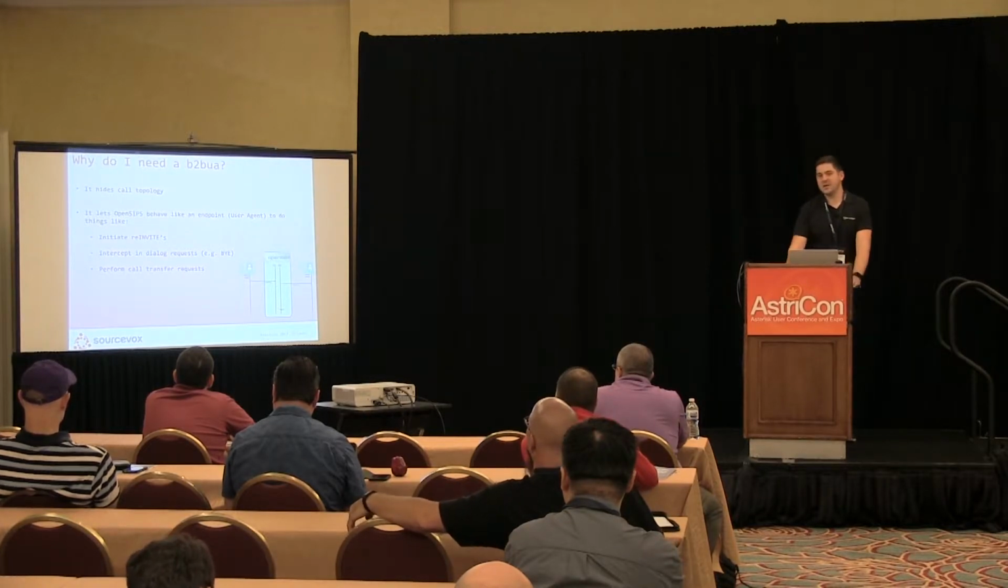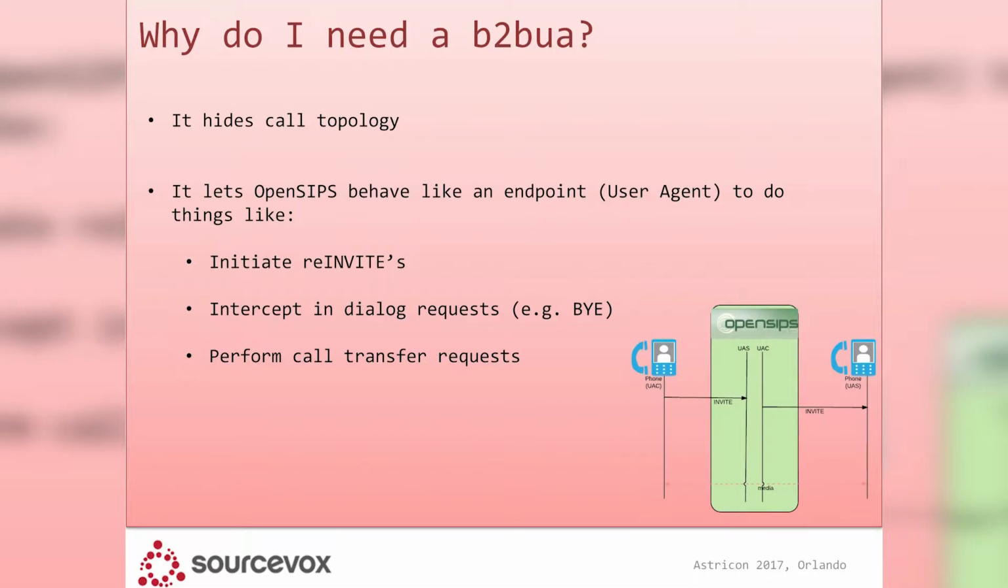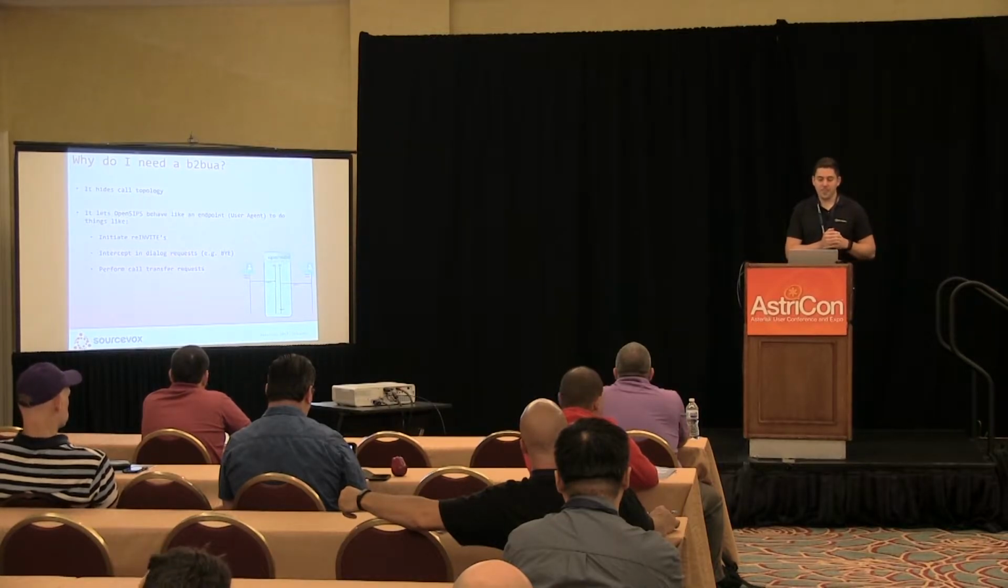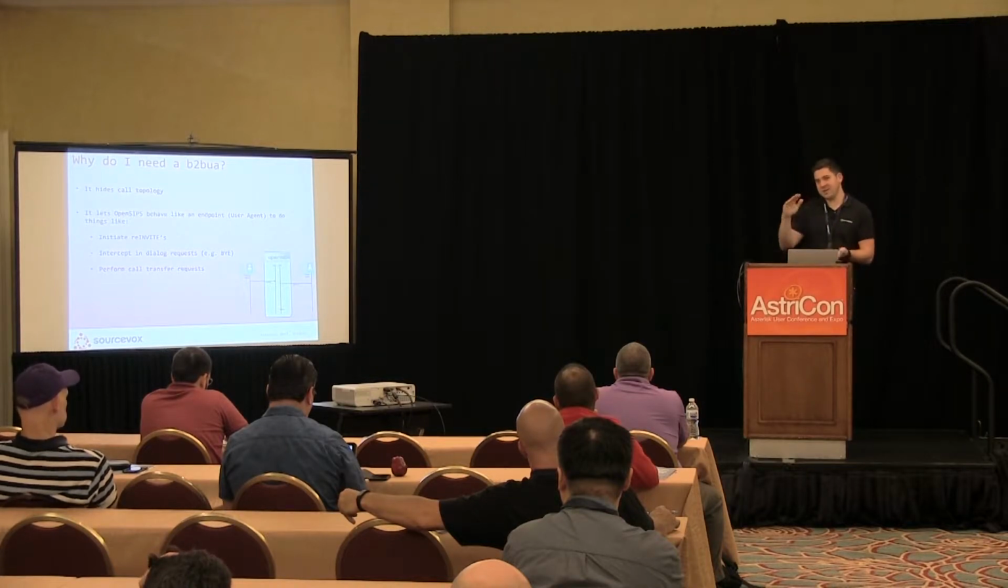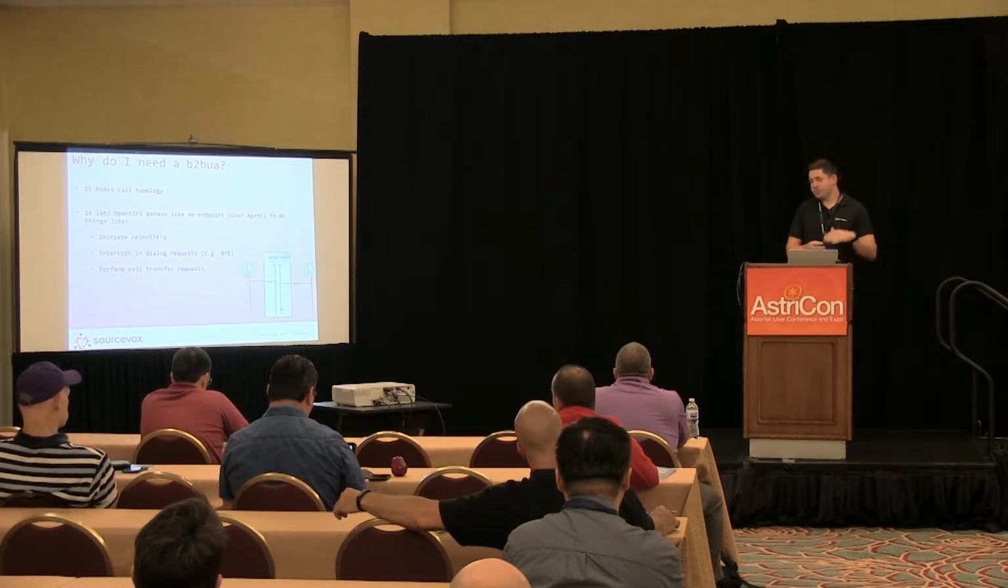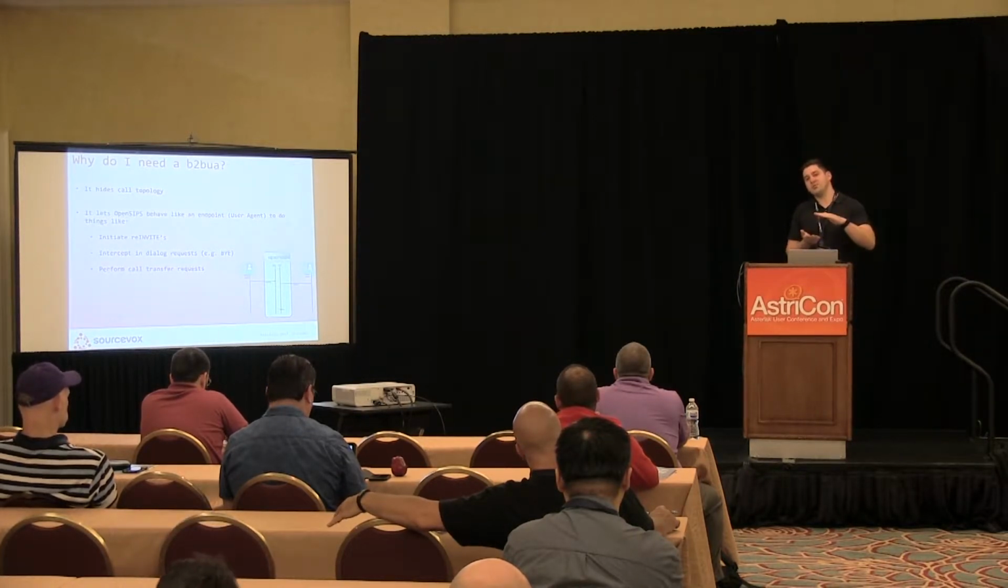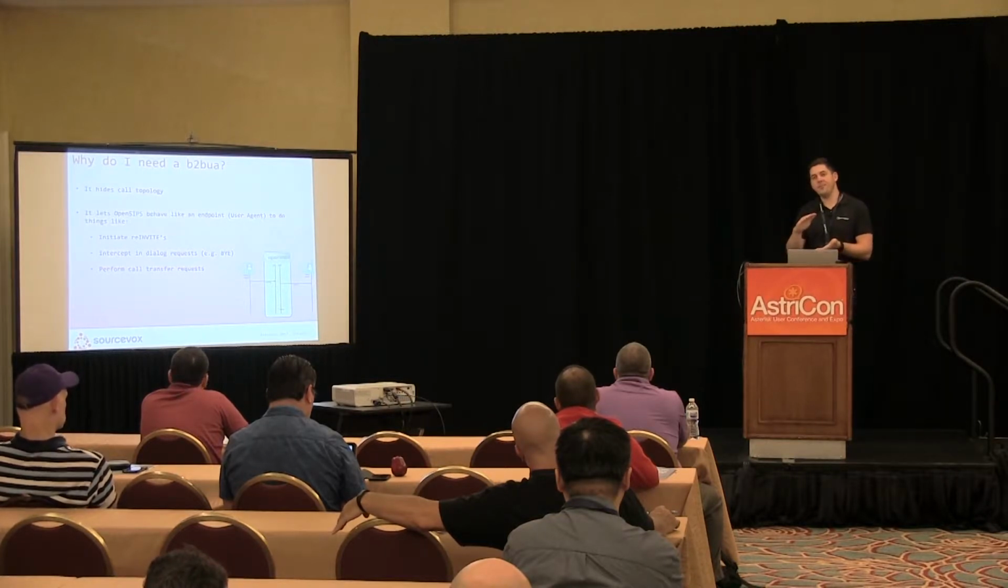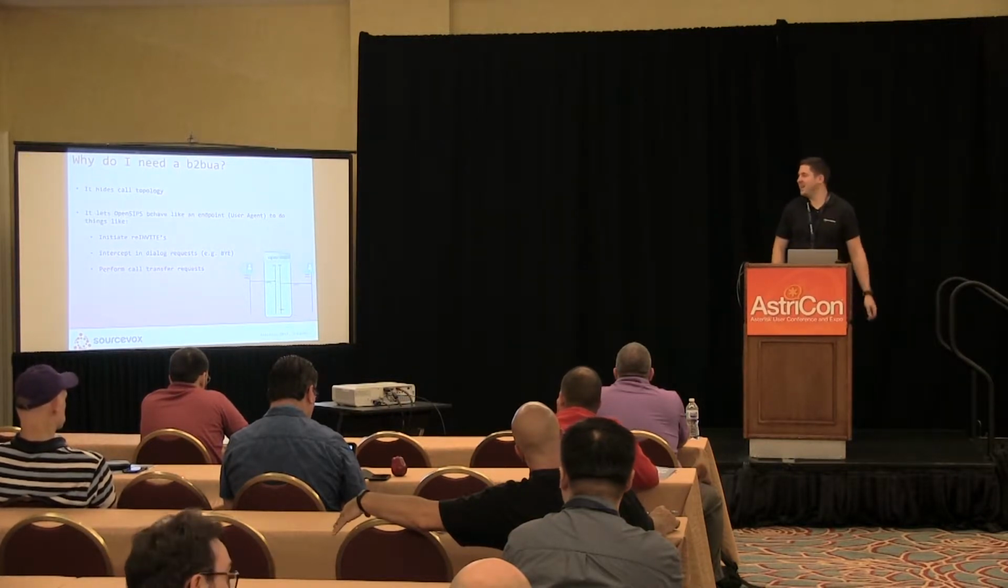So why do you need a back-to-back user agent? One of the main reasons we initially looked at a back-to-back user agent in any circumstance was to hide call topology. For various reasons, when you're sending UDP packets across the internet, sometimes you'll end up with large packets that have many, many record route headers in, and they end up fragmenting across the internet. Sometimes they won't arrive where they need to arrive. So a back-to-back user agent will remove all those record route headers and get you a nice simple packet that will travel nicely across the internet.